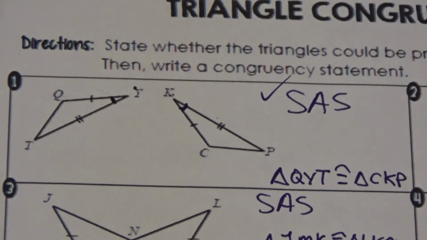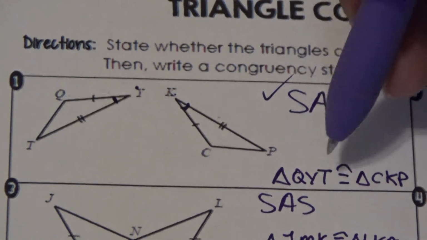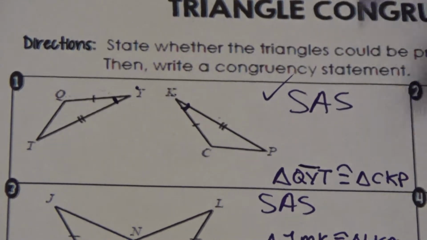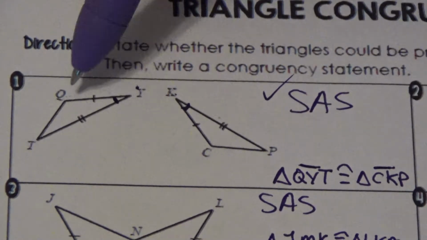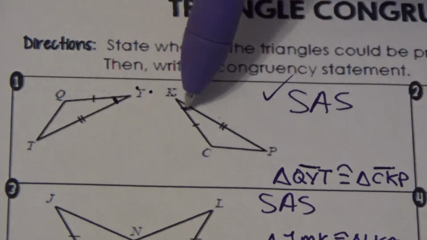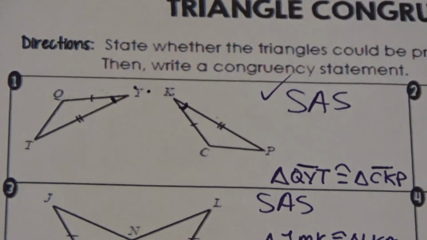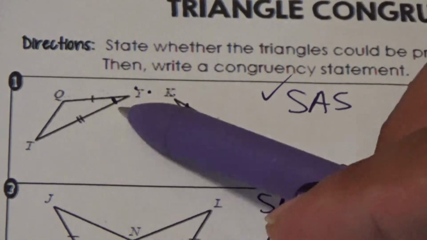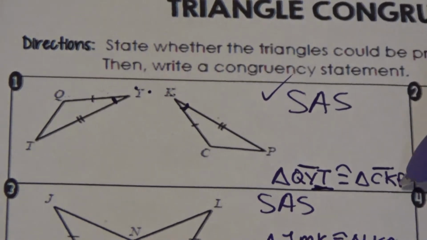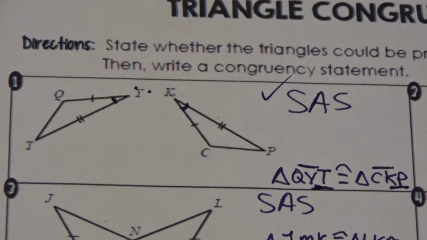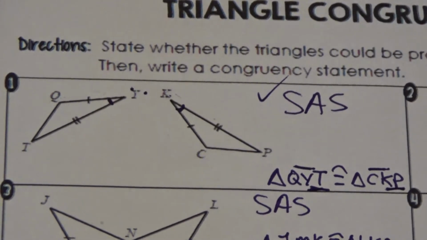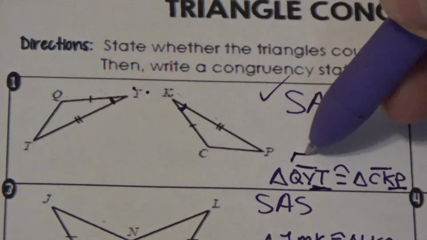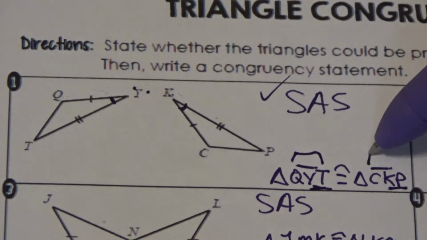Again, be careful. Double check your work. Double check the way you name that triangle, because, well, let's check them out. Side QY gotta correspond to side CK. Yep, they're corresponding because they are congruent. Side YT over here got the corresponding side KP. Yep, KP is corresponding. And lastly, side QT got a corresponding side CP.